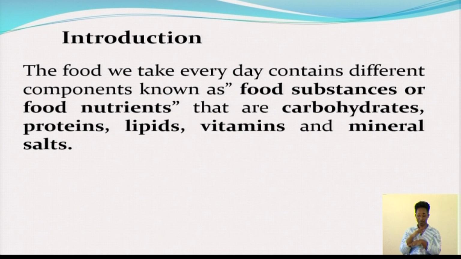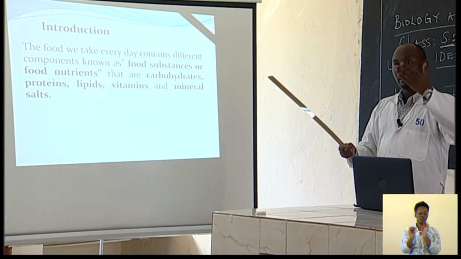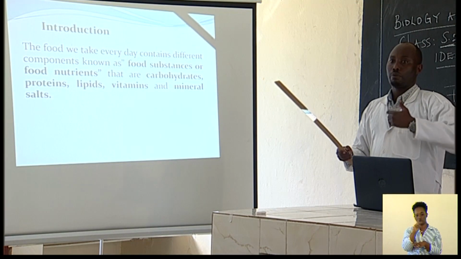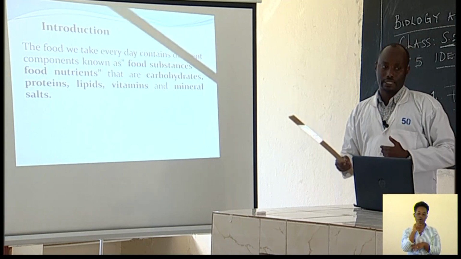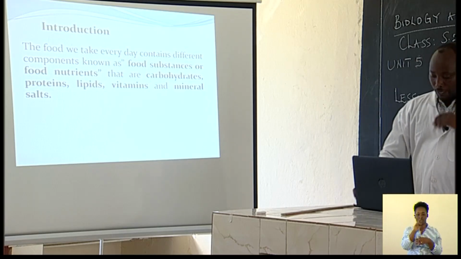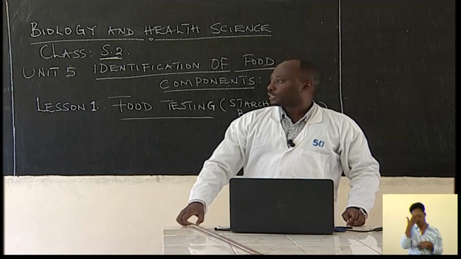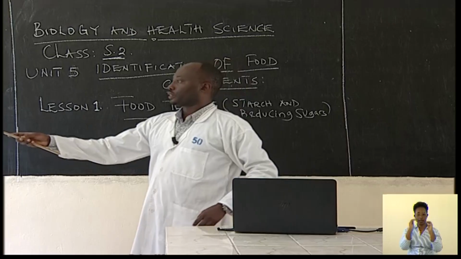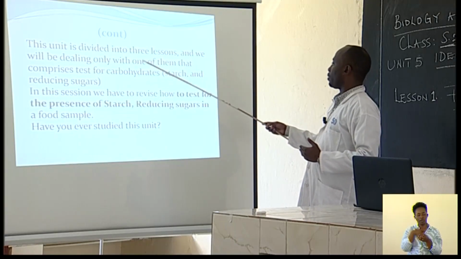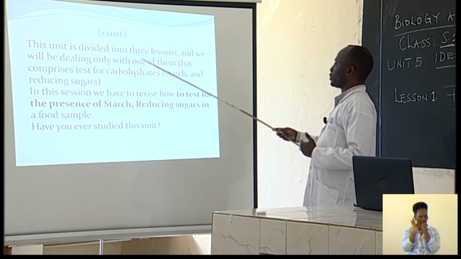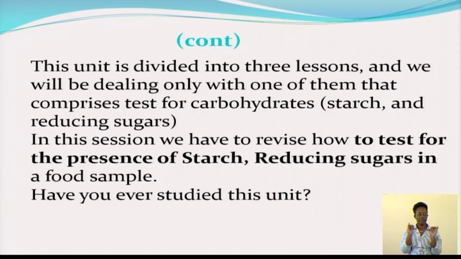Take an example like kwashiorkor, or marasmus, and other diseases that are caused by lack of mineral salts in our diet. So it is very important. Let's go to the second step. This unit is divided into 3 lessons, and we will be dealing only with one of them, which comprises testing of carbohydrates, starch, and reducing sugars, as I mentioned earlier.